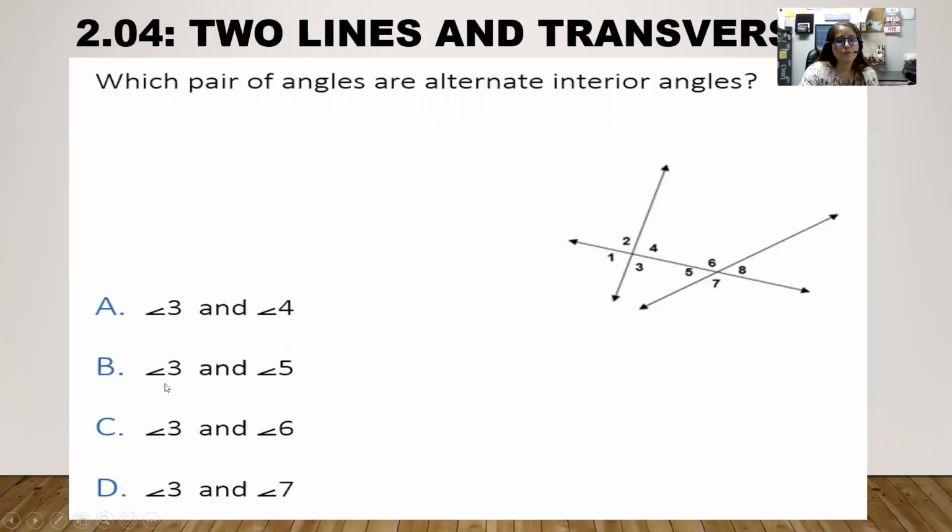Answer choice B says angle 3 and angle 5. These are both on the interior, but they're not alternating. Answer choice C is angle 3 and angle 6. These are both interior angles, and they're alternating. One's on the bottom of the transversal and one's on the top of the transversal. So this answer choice C would work. But if you continued, you could see that answer choice D says angle 3 and angle 7, but 3 and 7 are both on the same side of that transversal, and angle 7 is actually considered an exterior angle. So our answer for this would be answer choice C.